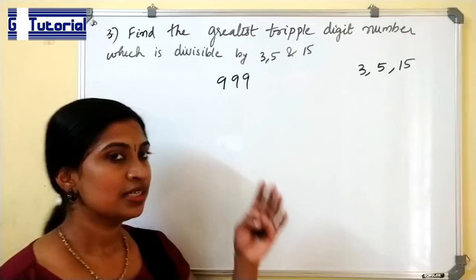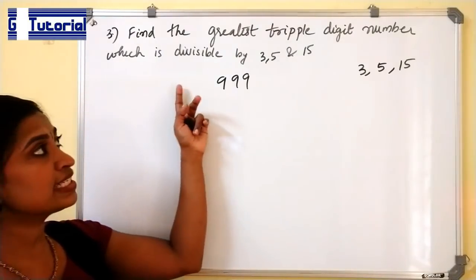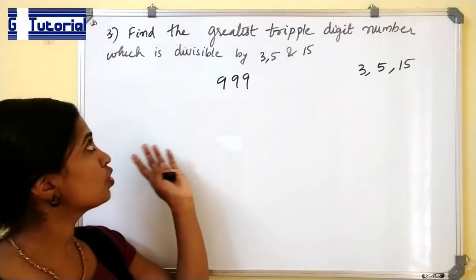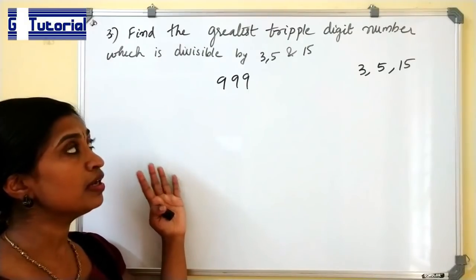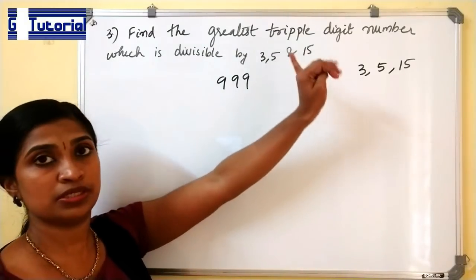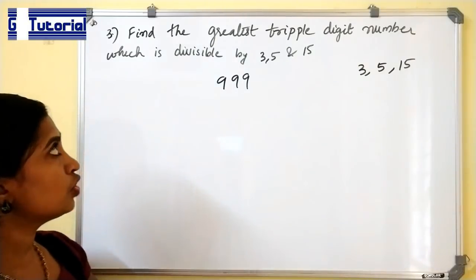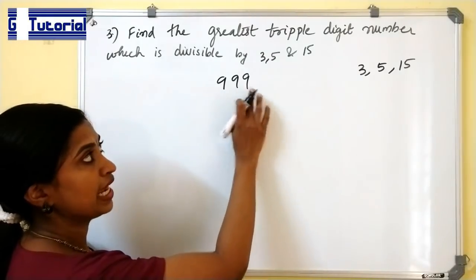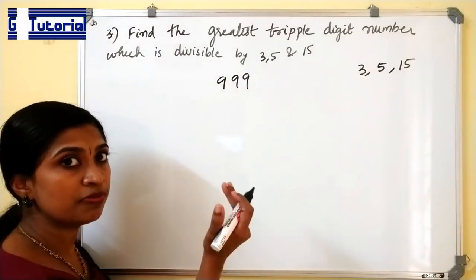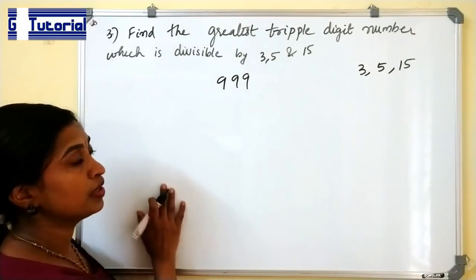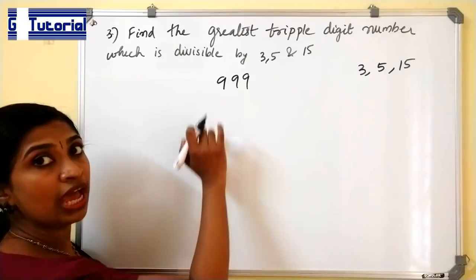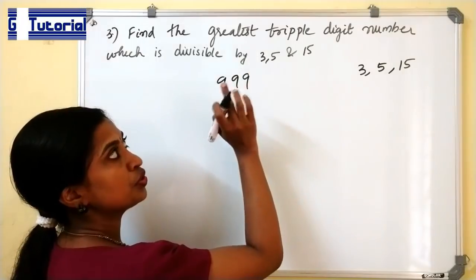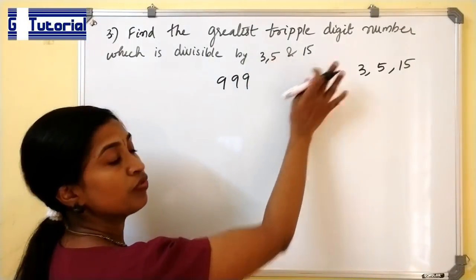Next question. Find the greatest triple digit number which is divisible by 3, 5 and 15. So we are asked to find the greatest triple digit number which is divisible by these numbers, 3, 5 and 15. The greatest triple digit number is 999, because 1000 is a 4 digit number. So the number just before that is the greatest triple digit number. But this is not the exact answer. We have to find the greatest triple digit number which is divisible by these 3 numbers, that is, we should obtain remainder 0 when dividing by 3, 5 or 15.